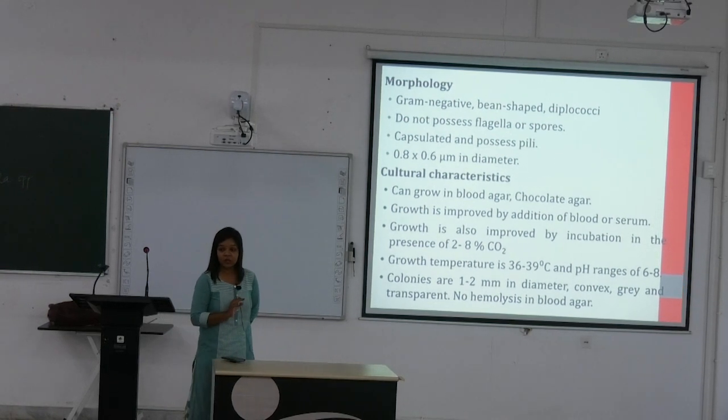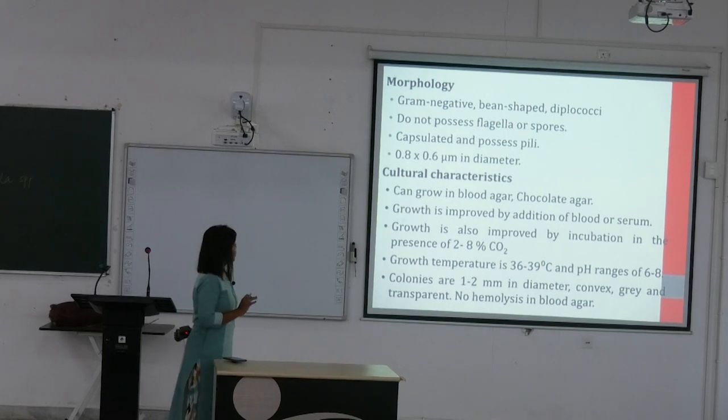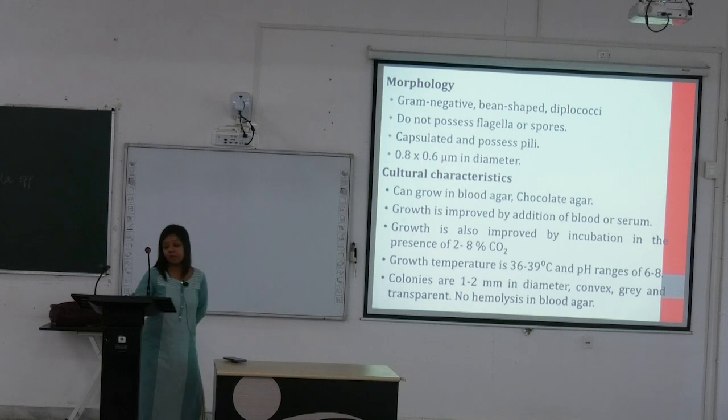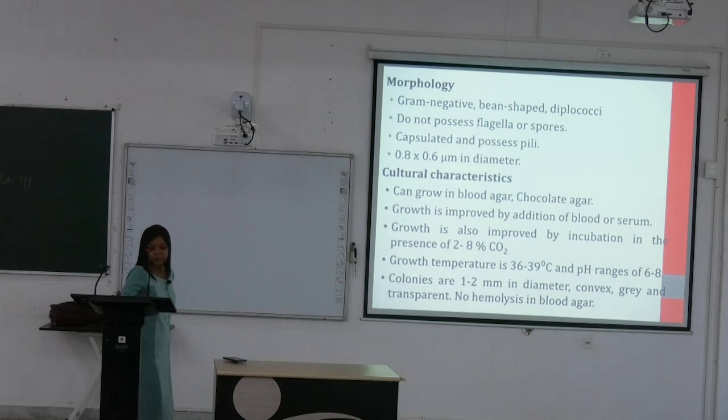Selective media হচ্ছে chocolate agar, কিন্তু blood agar ও grow করে। And growth is improved by blood or serum. So এটা enriched media, enriched করার জন্য কি ইউজ করছি? Blood or serum. Okay, growth is also improved by, next point, 2 to 8% carbon dioxide. Okay, 5% on an average, ঠিক আছে, সেটা এমনি এয়ারে থাকে, incubator. Okay, and optimum temperature is 36 to 39 degree centigrade, মানে normal incubator এ আমরা রাখতে পারি। pH is 6 to 8, ঠিক আছে. So we do not need to change the pH.